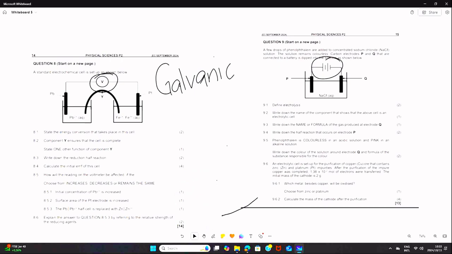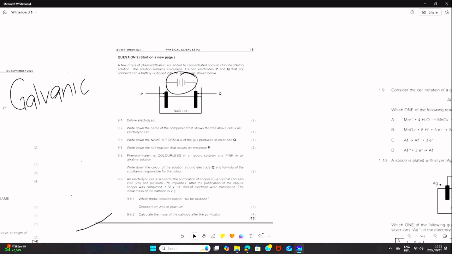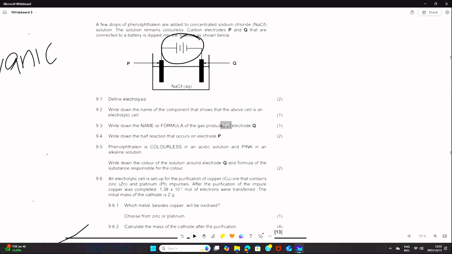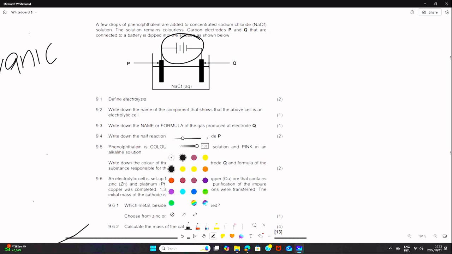Now our main focus today is how to answer electrolytic cell questions, which become a bit tricky because I know sometimes you understand the galvanic cell better than the electrolytic cell. The first question that you had was define electrolysis. We know that we always get our definitions from the examination guideline.